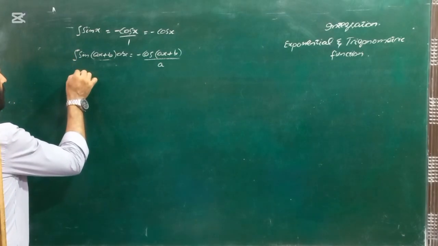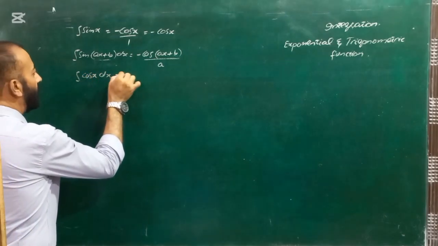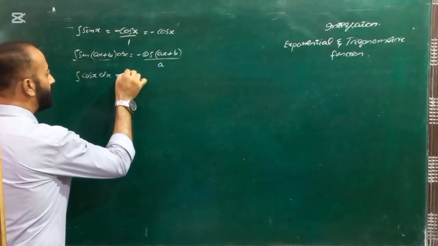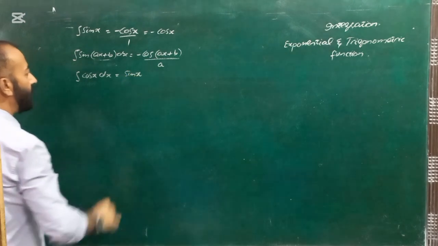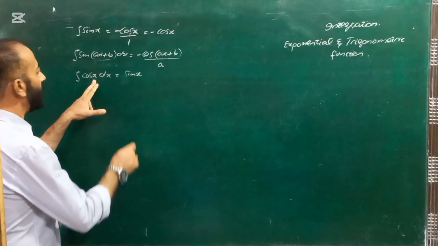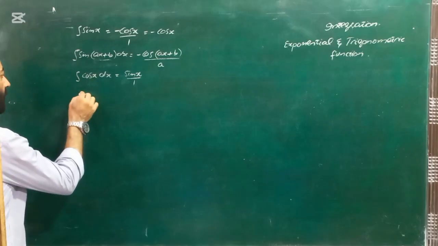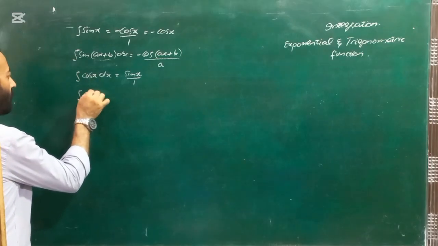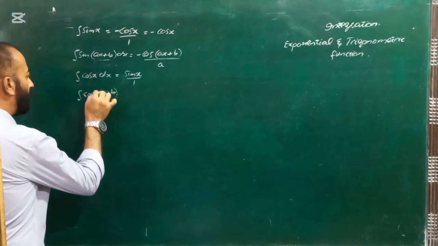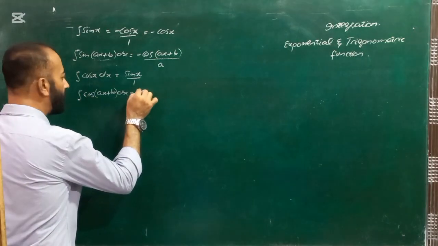Next thing, integral of cos x. The formula for the integral of cos x is sin x. And then we differentiate the angle, and whatever the answer is, we put it in the denominator. So look now, I'm changing the angle: cos(ax + b) dx. So cos integral is sine.